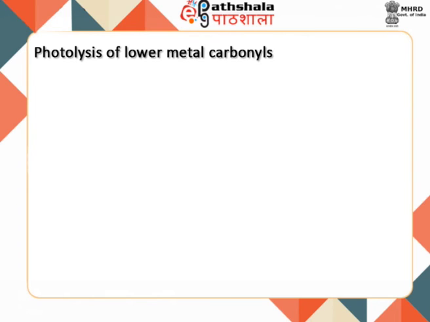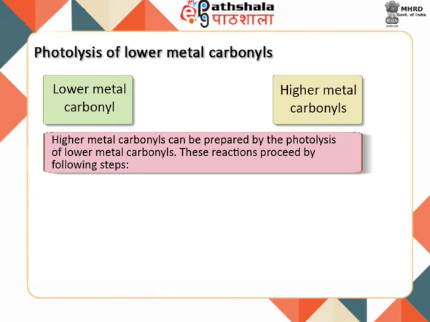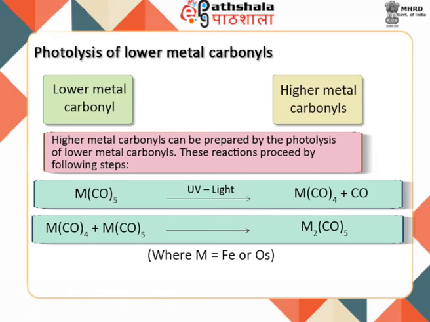Next is photolysis of lower metal carbonyls. In this process, lower metal carbonyls are converted to higher metal carbonyls in the presence of sunlight. For example, when the cold solution of pentacarbonyl iron or pentacarbonyl osmium in glacial acetic acid is irradiated by ultraviolet light, diiron nonacarbonyl and diosmium nonacarbonyl are obtained respectively.